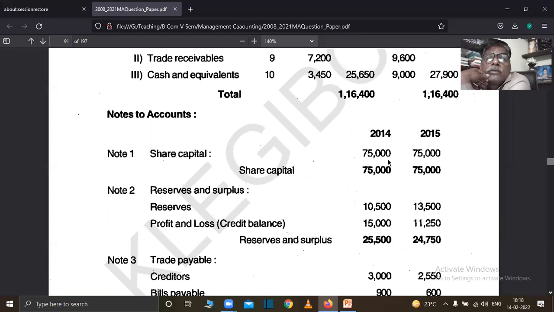75 share capital, there is no change, so it will not affect. Come to the reserve. You see the reserve. In the reserve, 10,500, 13,500. So there is an increase of 3,000.